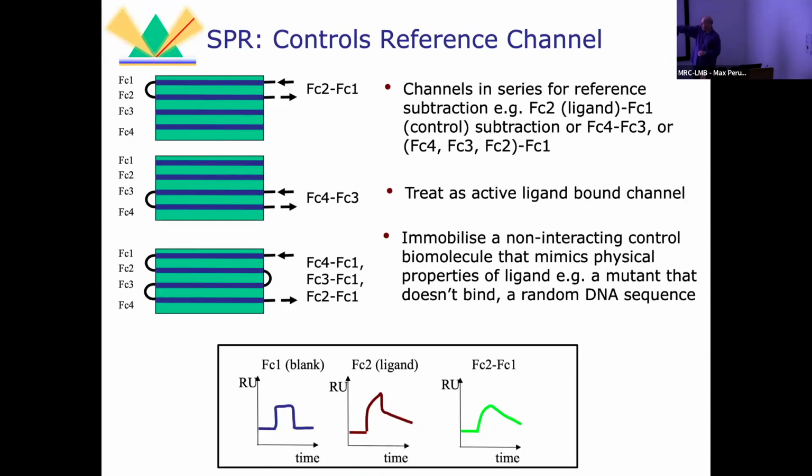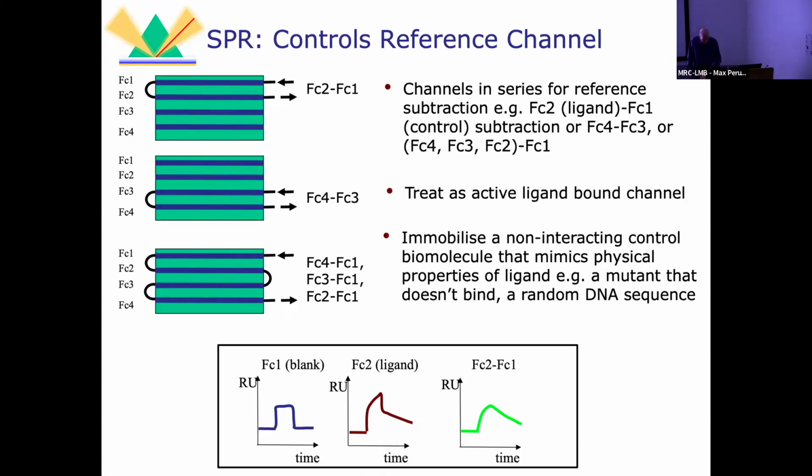So down at the bottom, if you see in FC1, you're getting just a hump going up, and that's just buffer change. And channel 2 is where the ligand is, the analyte, and then you're getting an interaction. So you take 2 away from 1, so 1 away from 2, and then you get your results here.